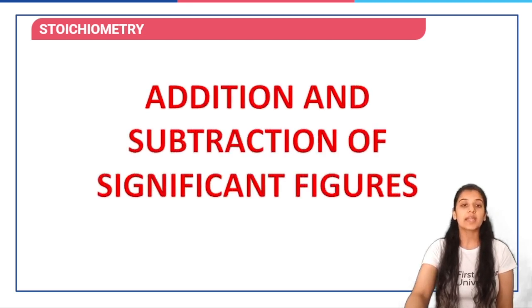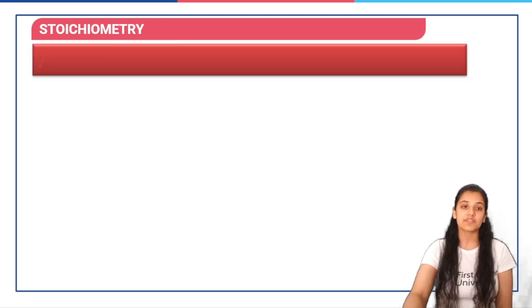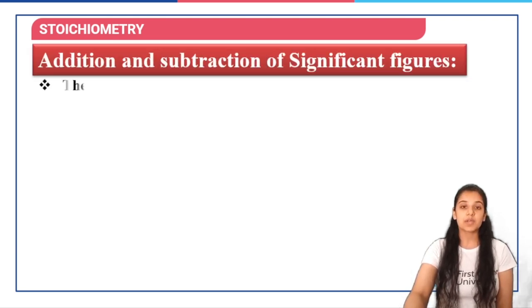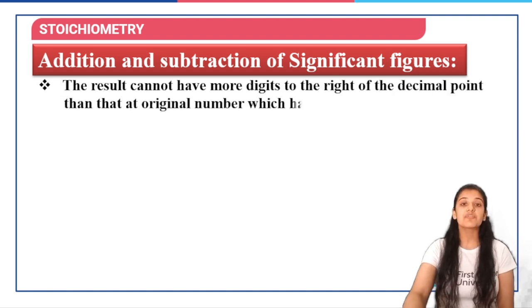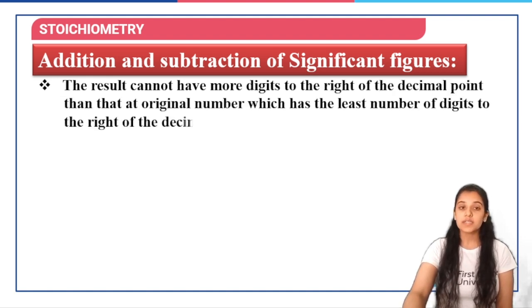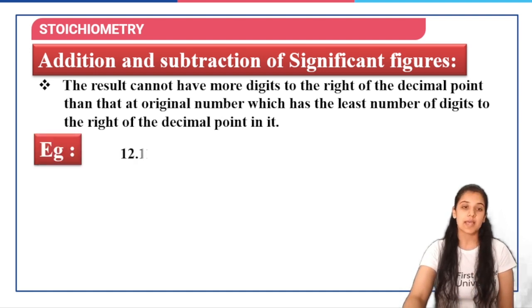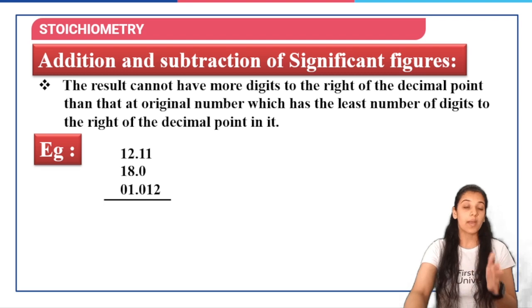Now let us have a look at the addition and subtraction of significant figures. The addition and subtraction basically involves that the result cannot have more digits to the right of the decimal point than there are in the original number, which has least number of digits to the right of the decimal point in it. Let us understand this through an example. So if I say 12.11, 18.0, 1.012, these all are to be added.